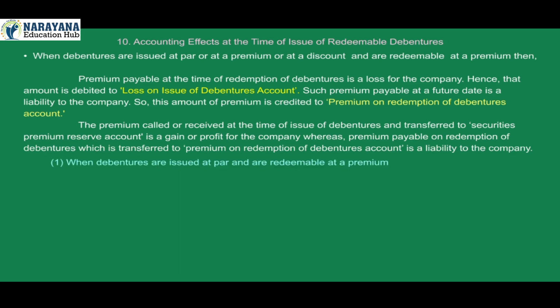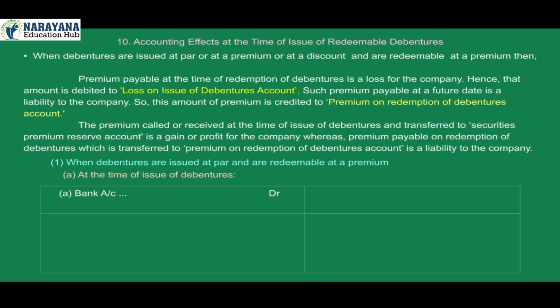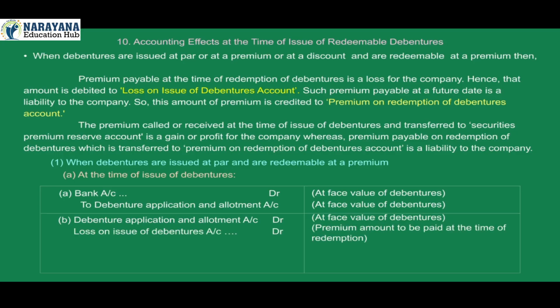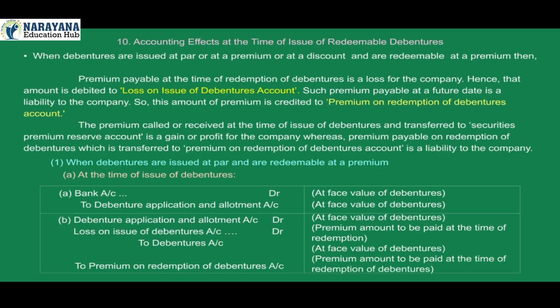1. When debentures are issued at par and are redeemable at a premium. A. At the time of issue of debentures. A. Bank account debit at face value of debentures to debenture application and allotment account credit at face value of debentures. B. Debenture application and allotment account debit at face value of debentures. Loss on issue of debentures account debit, premium amount to be paid at the time of redemption, to debentures account credit at face value of debentures, to premium on redemption of debentures account credit, premium amount to be paid at the time of redemption of debentures.